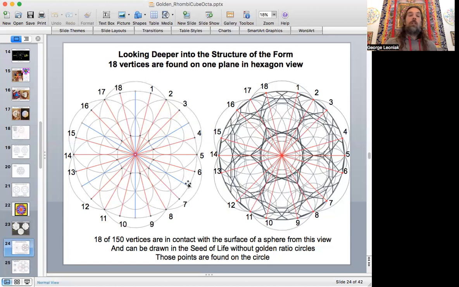Well, I noticed that there are 18 points going around here, right? And they're in these little clusters of groups of 3. 1, 2, 3 are together, 4, 5, 6, 7, 8, 9, etc. Right? And now those are 18 actual vertices that are on the surface of a sphere. So they're touching the sphere that's around this form. And that's one plane through the form.